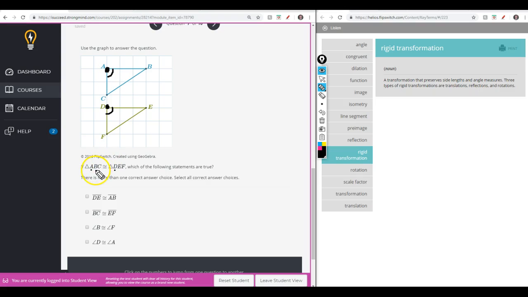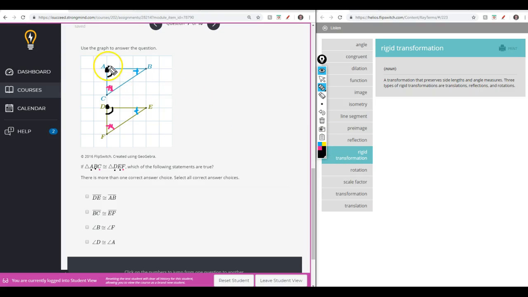Also, since point B is listed second and point E is listed second, that means they are corresponding angles and corresponding vertexes. Point C is listed third and point F is listed third, so these ones are corresponding angles as well. So now we know which angles are corresponding, so now we can look which sides will be corresponding.